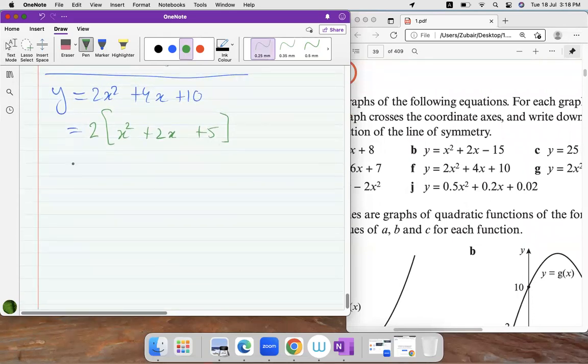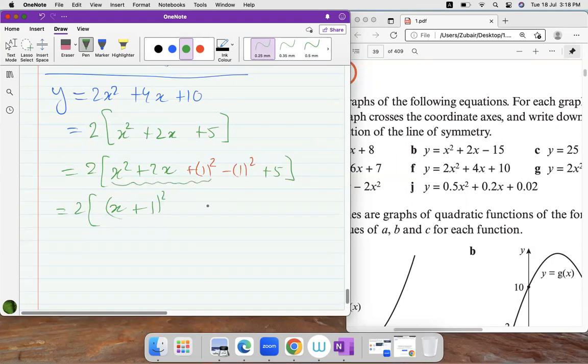So this was 2 taking out common. Inside this bracket is the same story. X square plus 2x. Half of that is 1. So plus 1 square minus 1 square and plus 5. 2 carries on. X copied. Positive sign copied, 1 copied, whole square. So we're done with these 3. Next is minus 1 plus 5. And then there is just the simplification. X plus 1 whole square plus 4. Now bring this 2 in. This is 2 times x plus 1 whole square plus 8.